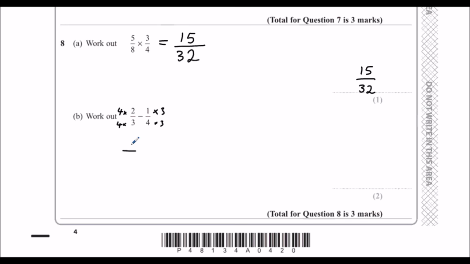So 4 times 2 is 8, and 4 times 3 is 12. And 1 times 3 is 3, and 4 times 3 is 12. So I've changed the question into 8/12 take away 3/12. If I've got 8 of something and I take away 3 of something, that gives me 5 of something. And the something is called 12ths. So I've got 5/12.